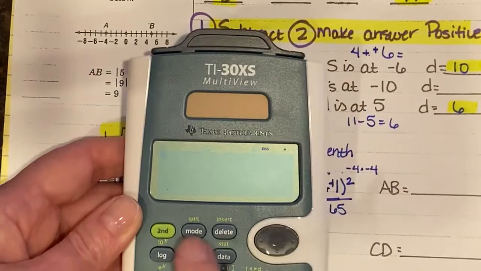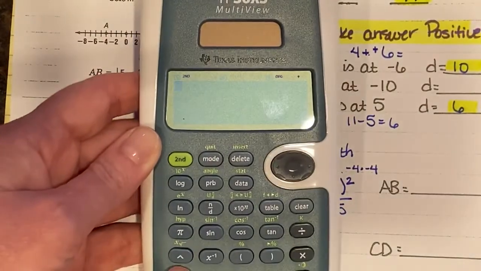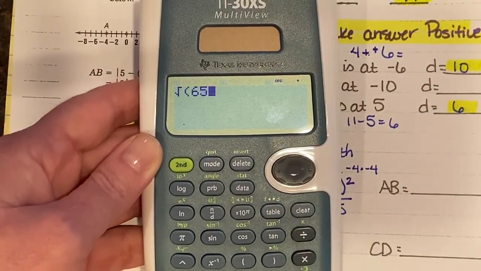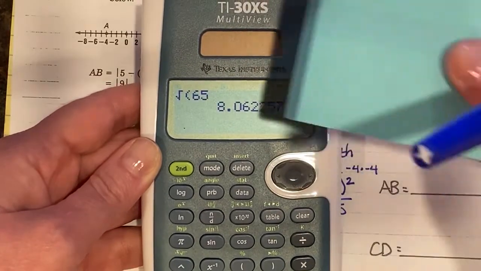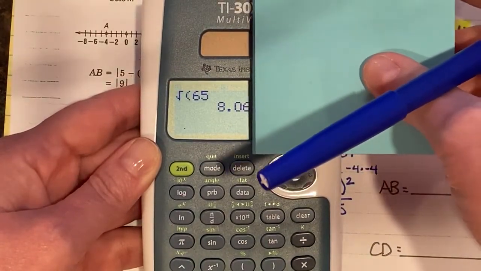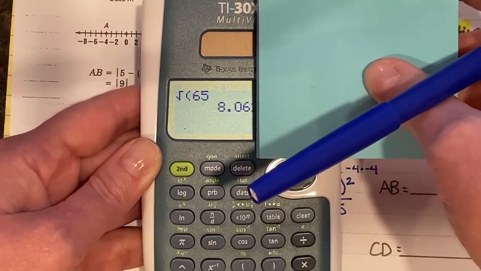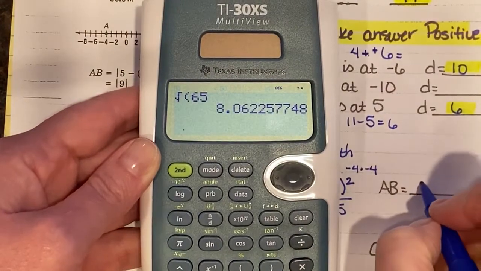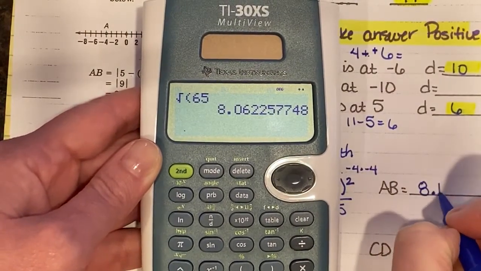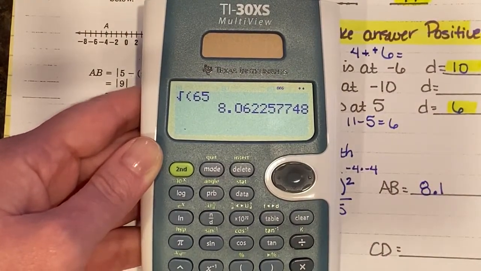Now remember on here you do second x squared 65. Now remember our little thing about 5 or more go up a floor. Look at that. That 6 is bigger than a 5. So you round that 0 up to 1. You don't want to just put 8, guys. You want to put 8.1. Okay?